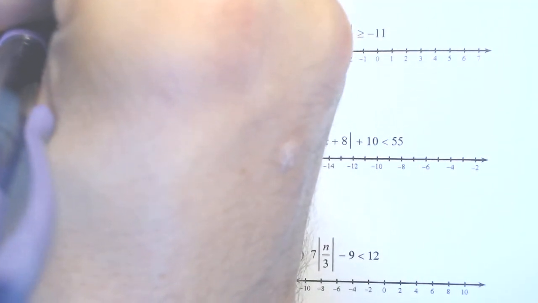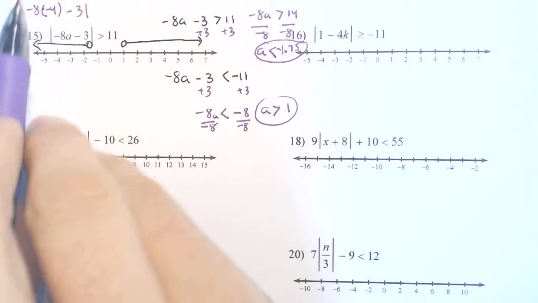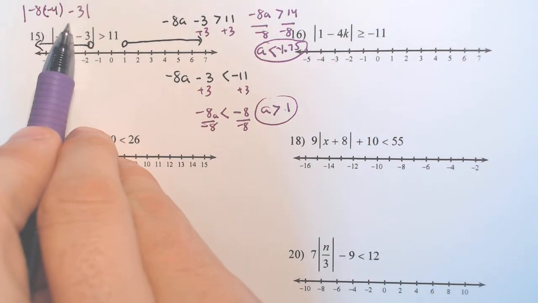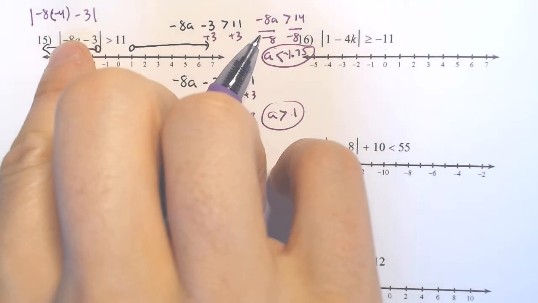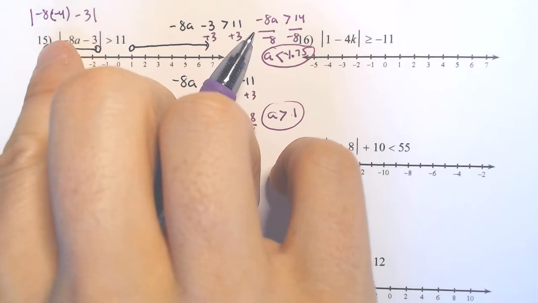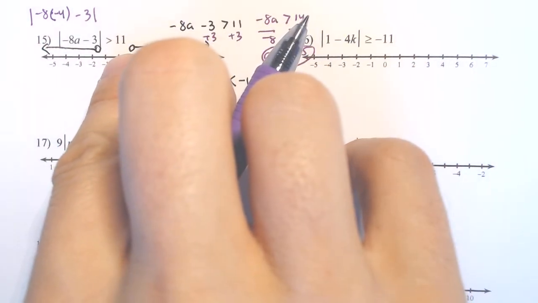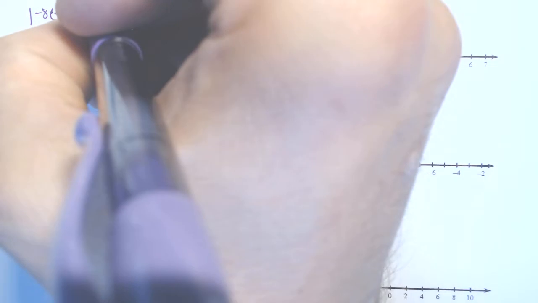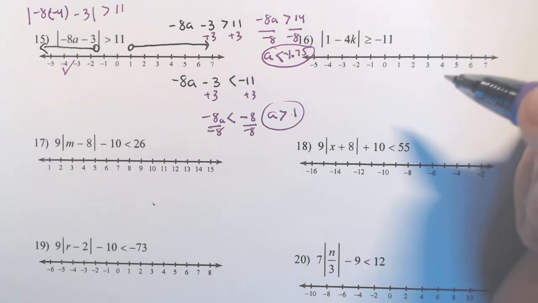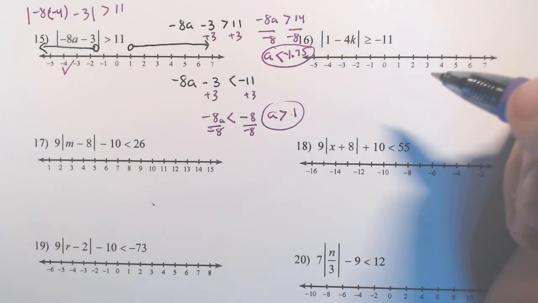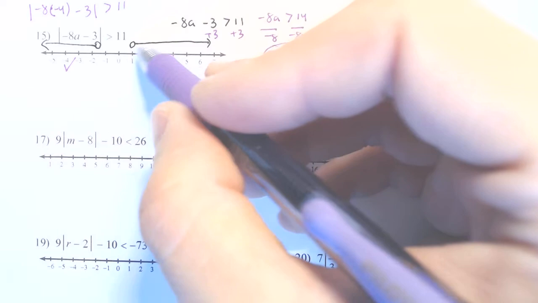Negative 8 times negative 4 minus 3 ends up being 32 minus 3. 32 minus 3 is like 29. Is 29 greater than 11? It is. 29 is in fact greater than 11. So this zone right here worked out. I'm testing the zones. And then we can plug in a number just bigger than 1.